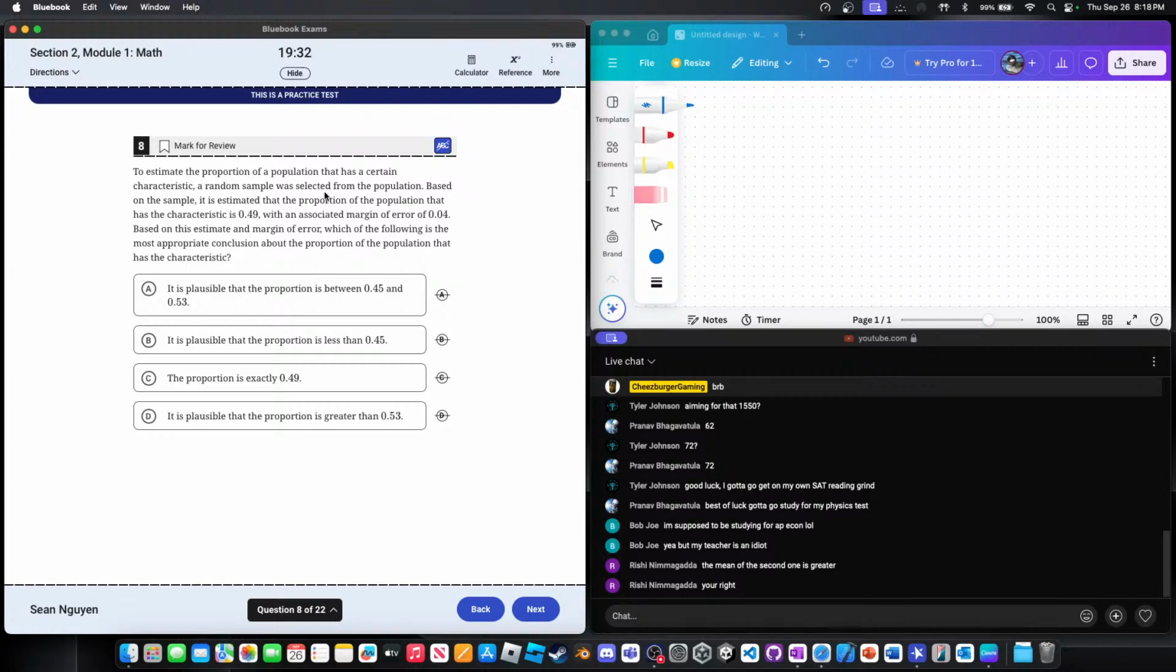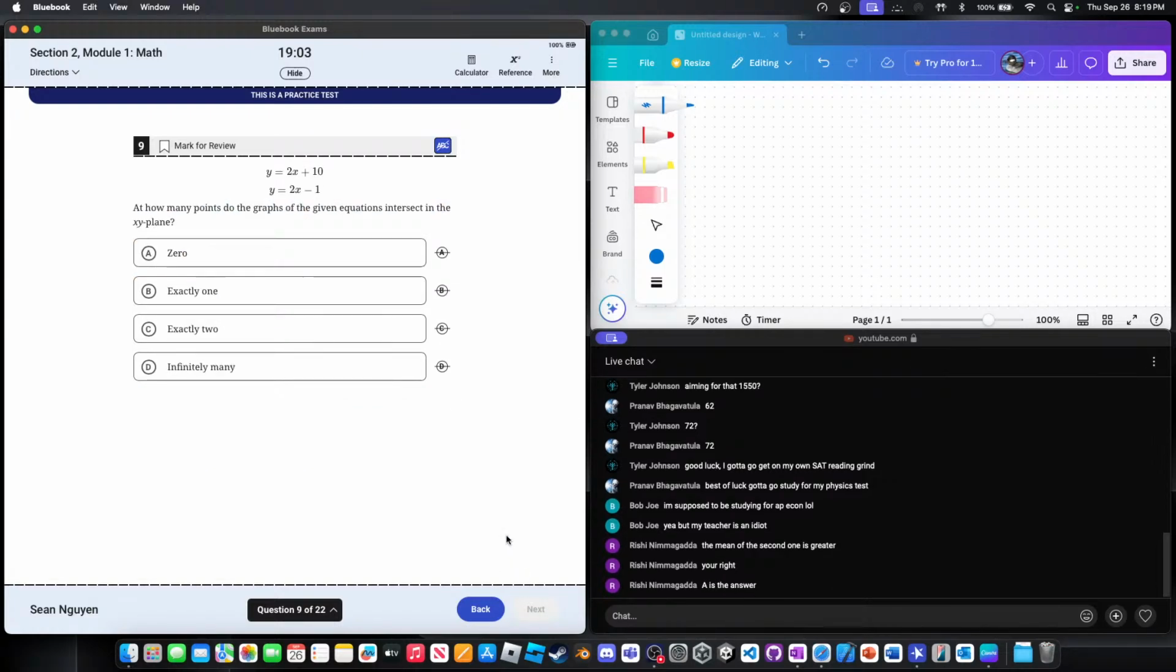Based on this estimate and margin of error, which of the following is the most appropriate conclusion about the proportion of the population that has the characteristic? 0.04 is a very small margin of error. So I'm thinking the proportion is exactly 0.49, because that's a very small number for a margin of error. Unless you guys think that's not right, just tell me in the chat. A is the answer.